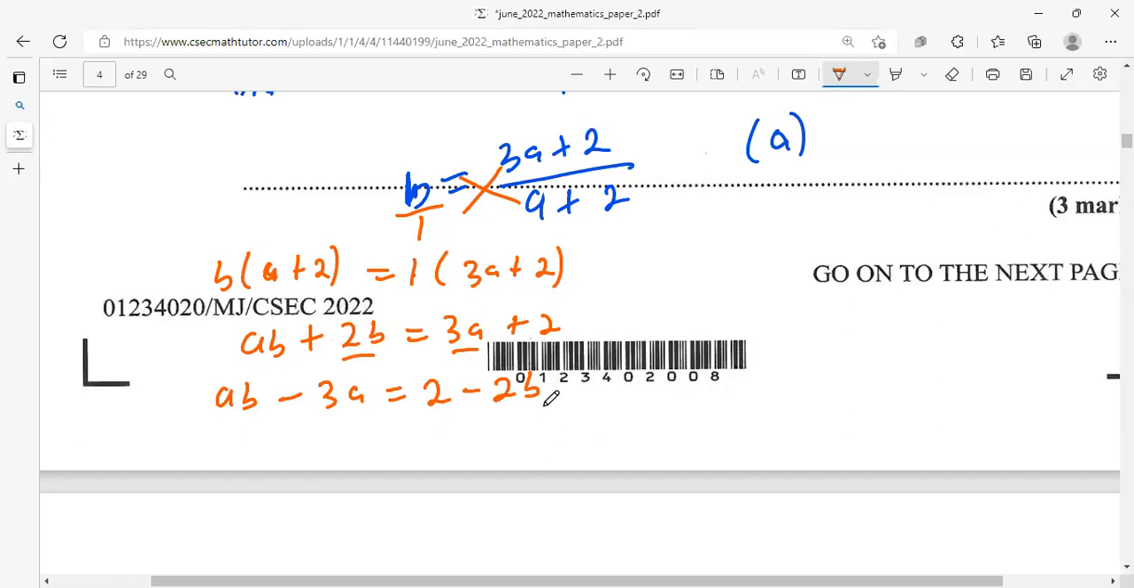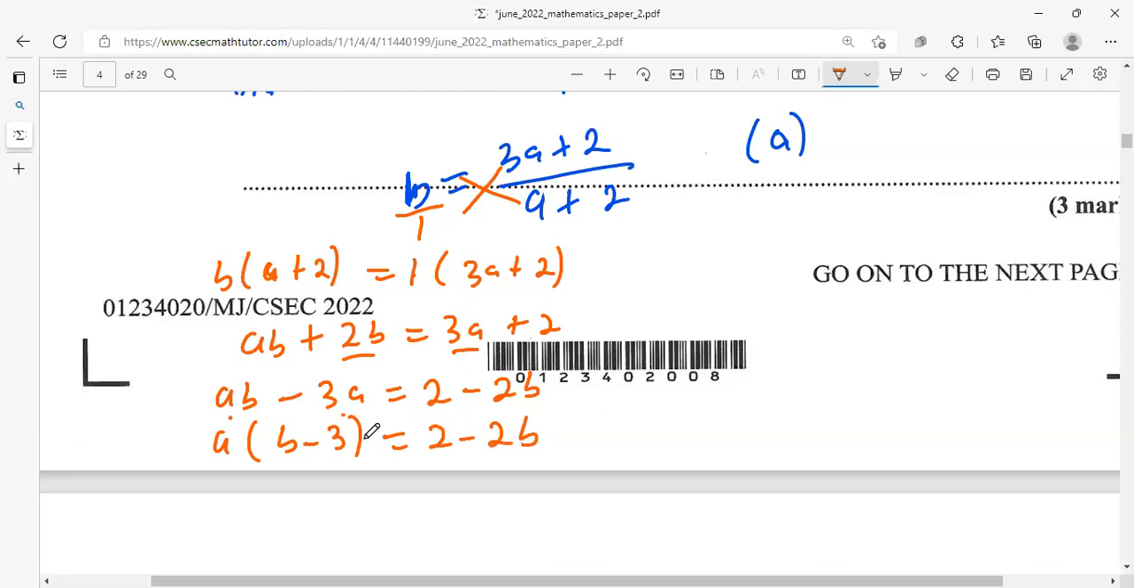Amanda, so good so far? Yes, sir. Now, I have A here and A here. What will I do next? Would you move the B? We did that already. So now we want to factorize right here. What's my common factor right here, Amanda? A. A, good. So we bring the A, open bracket, B minus 3, and the other side is equal to 2 minus 2B.